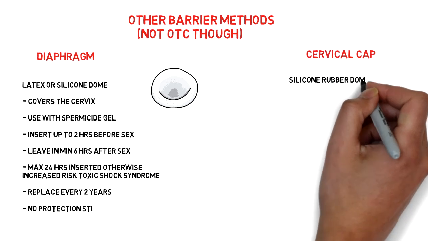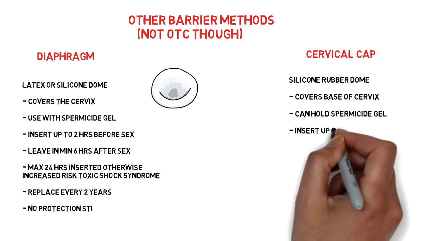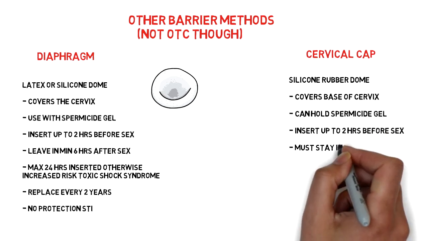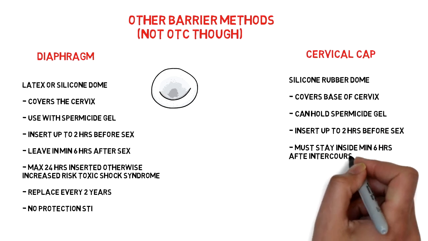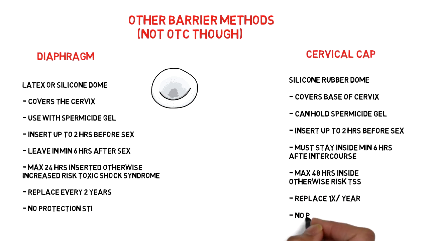The cervical cap is also a silicone-shaped dome, but it's more shaped like a cap, and it stays on the cervix by suction. It can also hold spermicides, and therefore should be inserted a maximum of 2 hours prior to intercourse and stay in 6 hours later. The maximum time that it should be inserted total is 48 hours because of the risk of toxic shock syndrome, and it also does not protect against sexually transmitted infections.